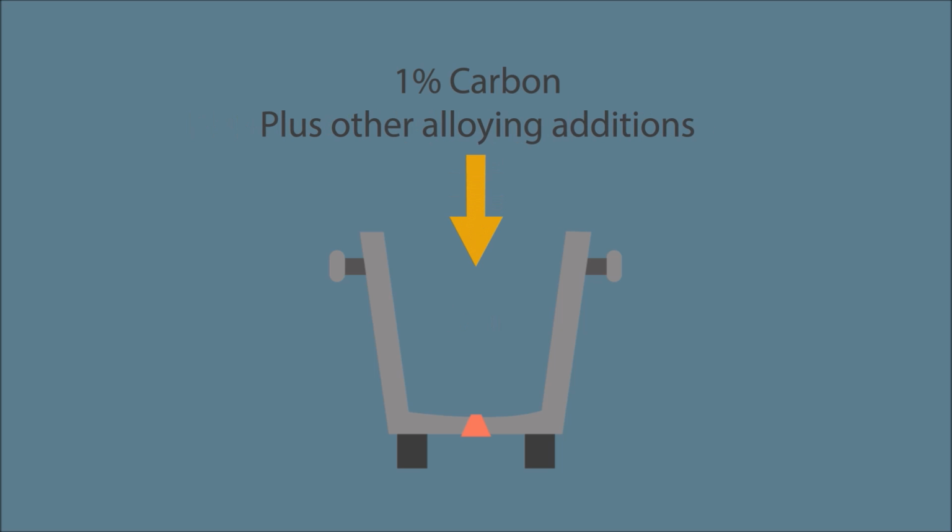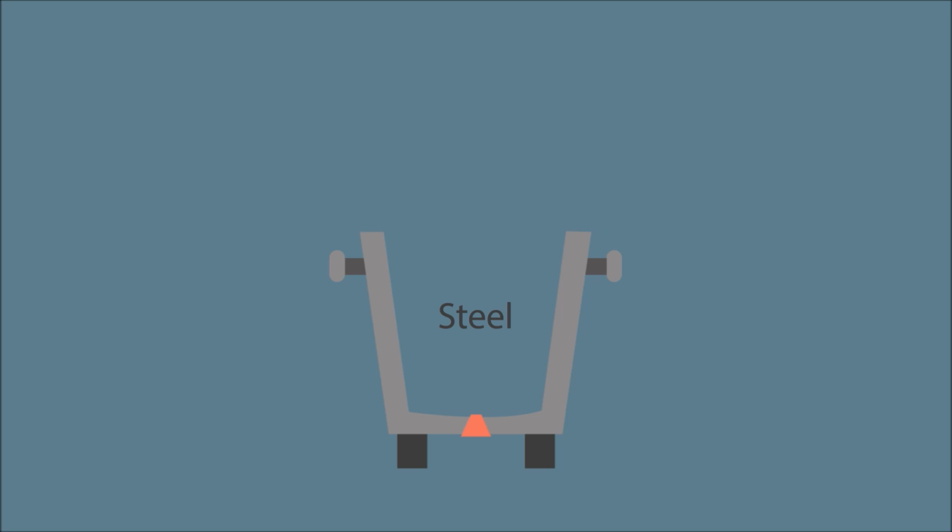Steel is primarily iron with up to 1% carbon, plus other alloying additions. In the majority of steels, this alloying addition generally totals less than 5%, but in some steels, this can be as great as 50%.